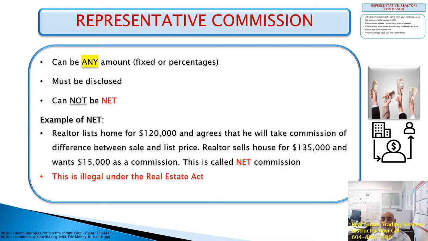Okay, so let's say you sell the house for 135 and you list it for 120, and now you're saying, yes, my commission is $15,000. That method of writing the commission is illegal. Are you allowed to charge $15,000 on a deal? Yes, you are. You can say, I want $15,000, but you cannot say, I want the extra amount from the sale of 120. Anything over $120,000 is going to be my commission, is illegal. Any percentage is allowed, any amount is allowed, but net is not allowed.